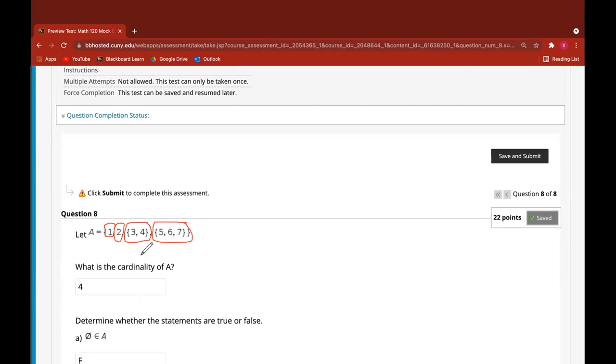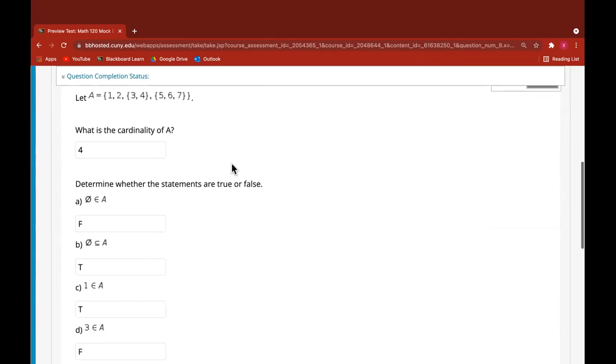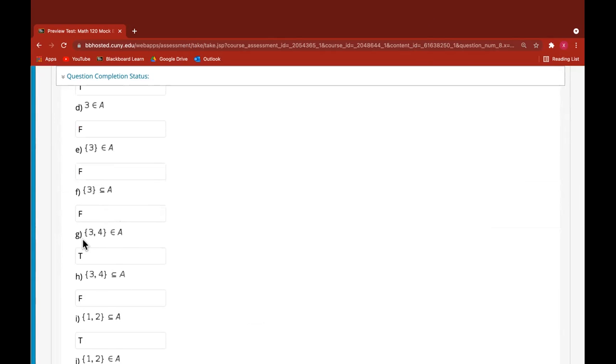So that's why when we look at the subset, 3 is not an element in A, so it cannot be in the subset. 4 is not an element in A, so it cannot be in the subset. But the set containing 3, 4 is an element in set A, right? We just circled it here. So that's why if you go down, there's a difference between G and H. G is true, not H.